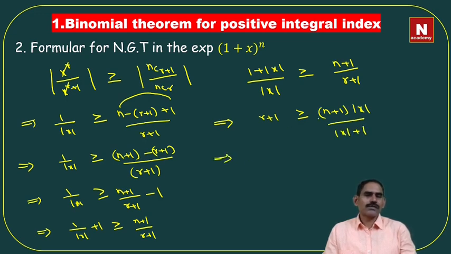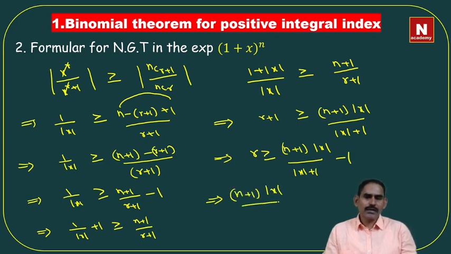This implies, writing plus 1 on the other side, r is greater than or equal to (n plus 1) into modulus of x by (modulus of x plus 1) minus 1. That means (n plus 1) into modulus of x by (modulus of x plus 1) minus 1 is less than or equal to r. This is equation number 2. I am writing the same relation once again here.